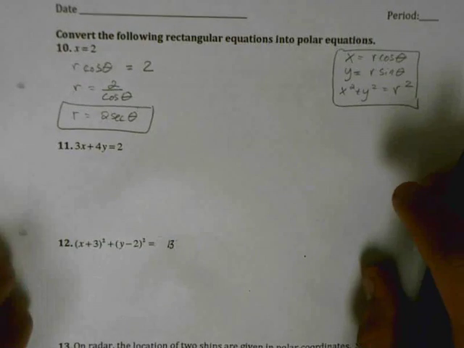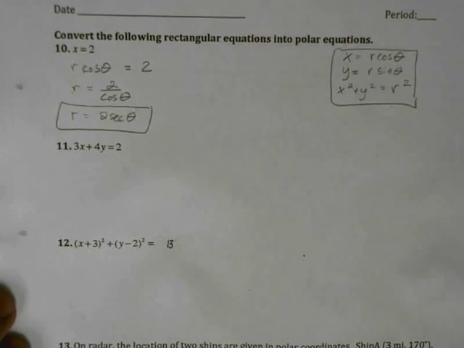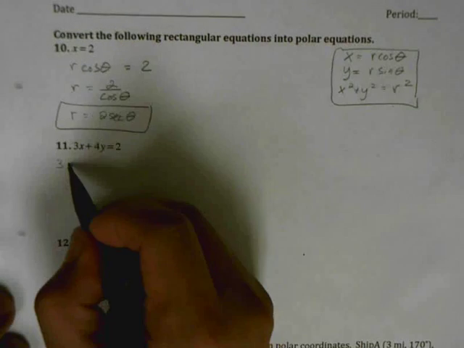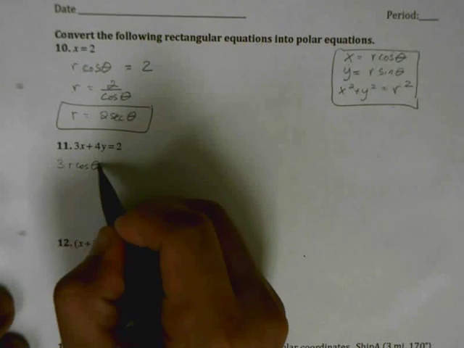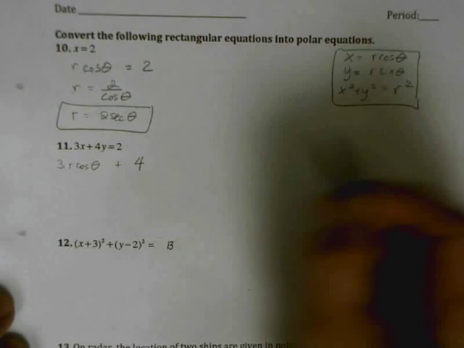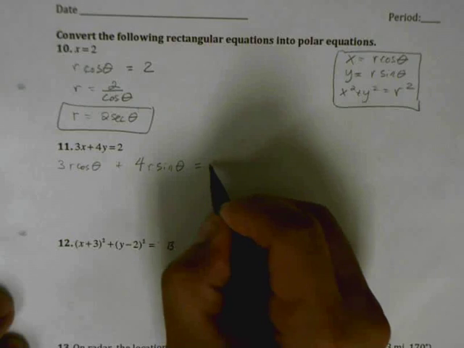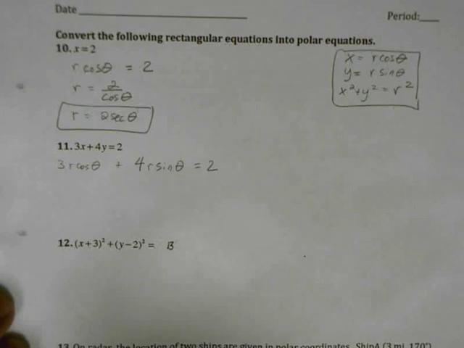So let's move on to something a little bit more challenging. Here I have x and y. So I'm going to rewrite x as r cosine theta and y as r sine theta. And my goal is to get r by itself.